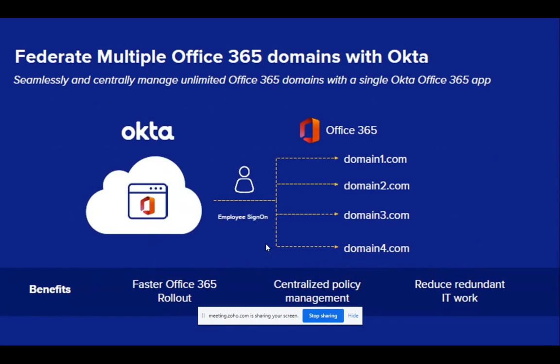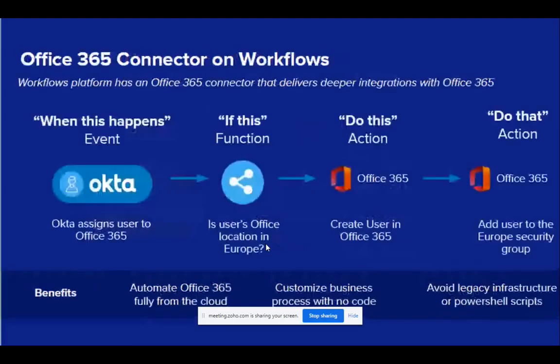So even if you have multiple domains on Office 365, you can seamlessly and centrally manage unlimited Office 365 domains with a single Okta Office 365 app. And lastly, with Office 365 Connect and workflow, this is basically an automation that we can create. For example, if Okta assigns the user to Office 365, and the user's office location is in Europe, then you can create a user in Office 365 and add the user to the Europe security group. This is possible with the help of, again, Lifecycle Management.